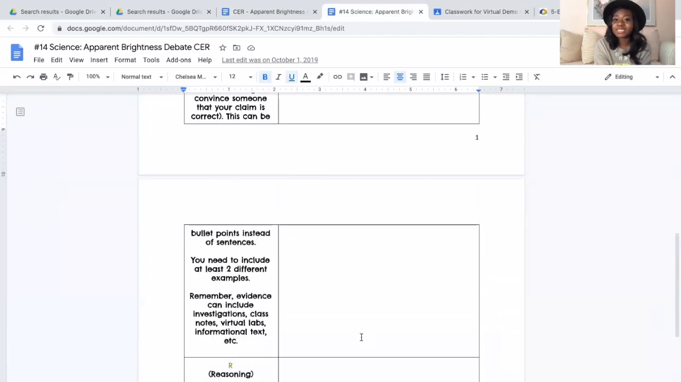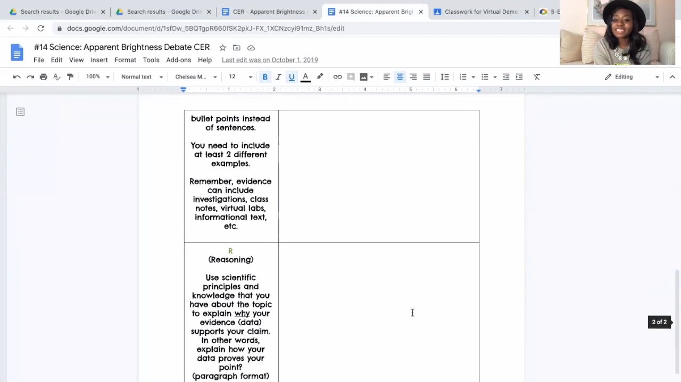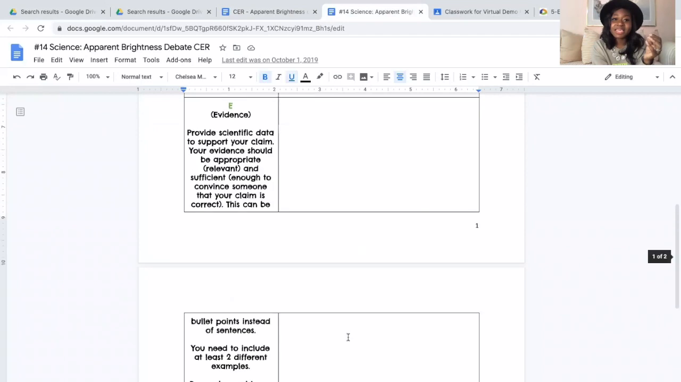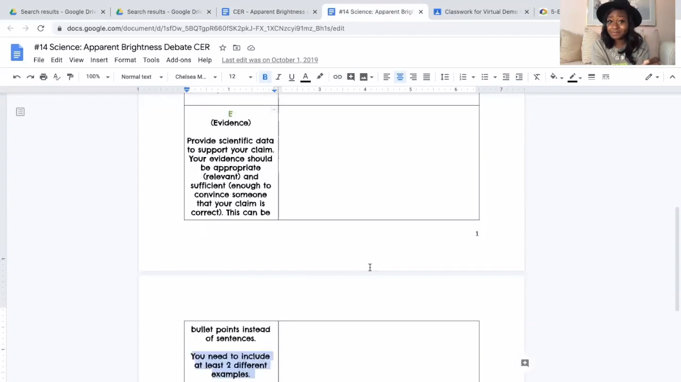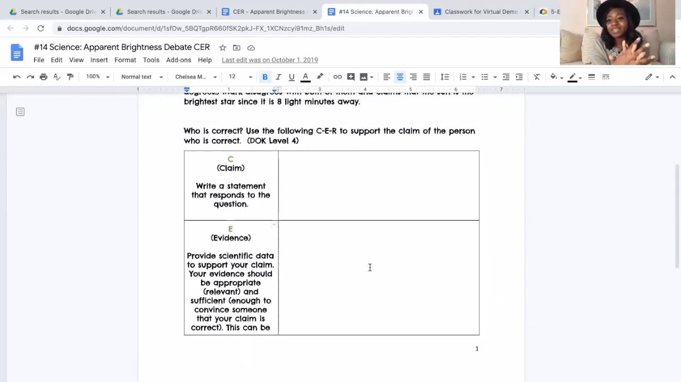One thing that I will say again is that the reasoning section is usually written in paragraph form, and I tell my students that they need to write at least 5 sentences. Technically, 3 to 5 sentences is a paragraph, but I ask for a minimum of 5 sentences. In the evidence section, if you notice right here, I explicitly tell students they need to give me at least 2 pieces of evidence that they can use to support their claim. And then they have their claim.